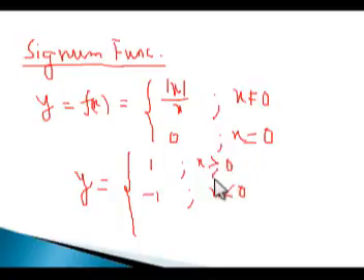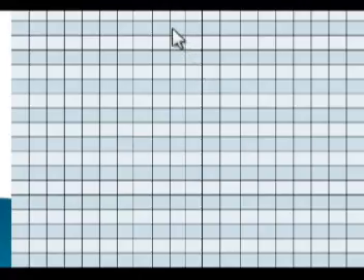So when x is greater than 0, it will be 1. When x is less than 0, it will be minus 1. And when x is equal to 0, it will be 0. But it is a discontinuous function. How is its graph? So its graph will be, this is the y-axis and this is the x-axis.